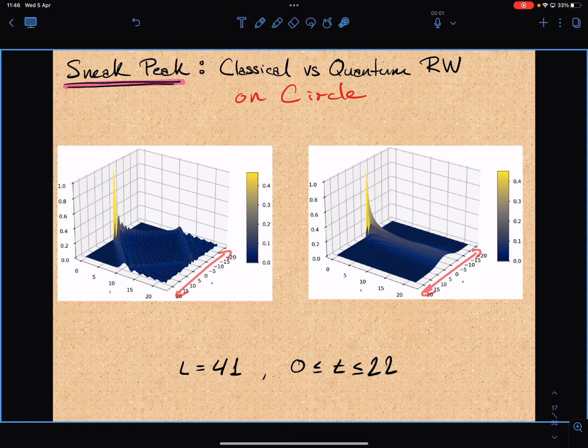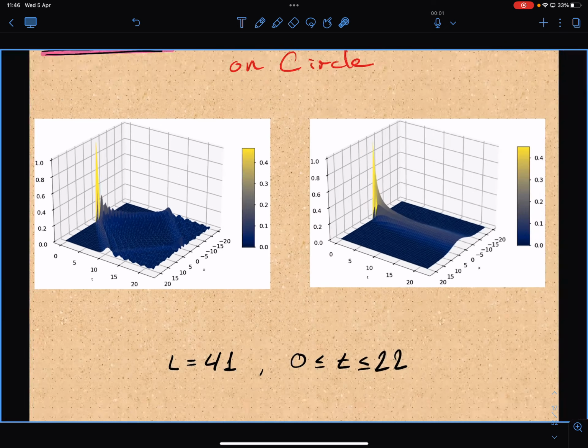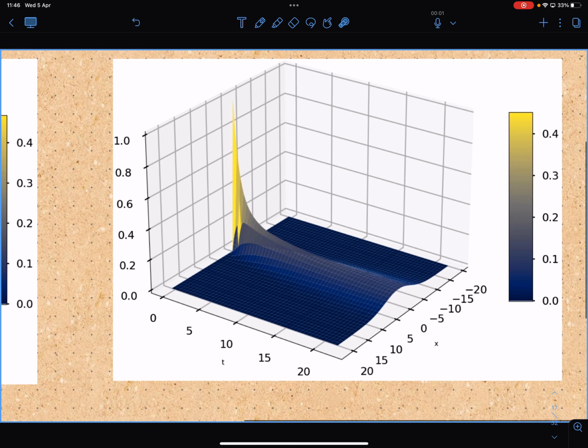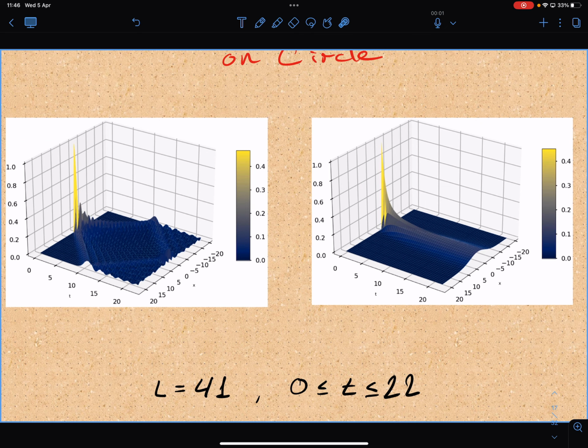In both systems, I start the random walk in the middle of the ring and then the probability evolves. We have this one and we have this other one. Now, would you guys care to guess which one is quantum? Benjamin? I guess the one on the left. Left, it's quantum.